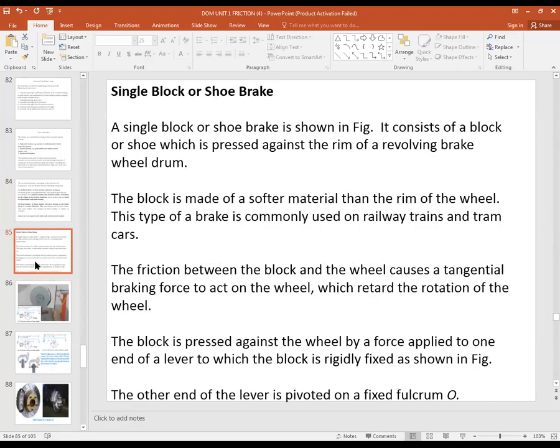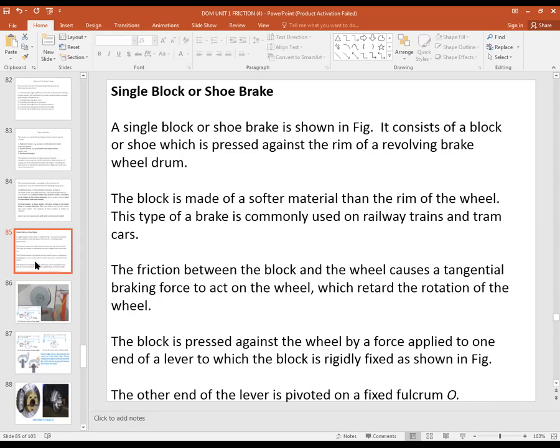We also studied that there are three types of braking systems: hydraulic braking system, electrical braking system, and the third one, mechanical braking system. Electrical and hydraulic braking systems we are not studying here because the syllabus does not include them. The syllabus mentions the mechanical braking system. Now we will start the mechanical braking system, and under it the first brake is the single block or shoe brake.